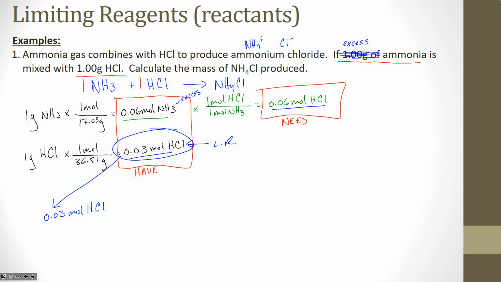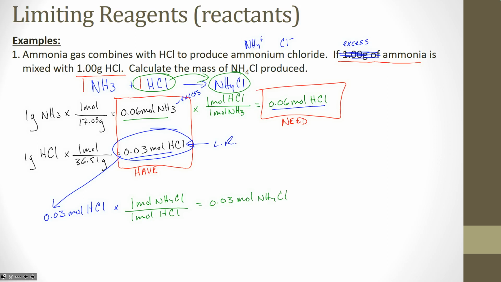So we're going to just now continue on like we'd normally do with stoichiometry. We've done grams to moles, and now we're going to do our mole ratio. So my mole ratio is between HCl now and NH4Cl, because I want to go from here to here. So let's find NH4Cl. Well, 1 mole of NH4Cl is made every time we use 1 mole of HCl. So 0.03 times 1 divided by 1, still 0.03. And that's moles of NH4Cl.